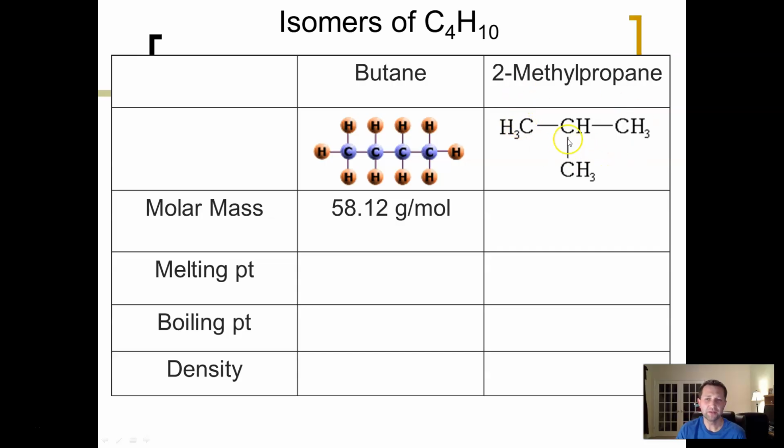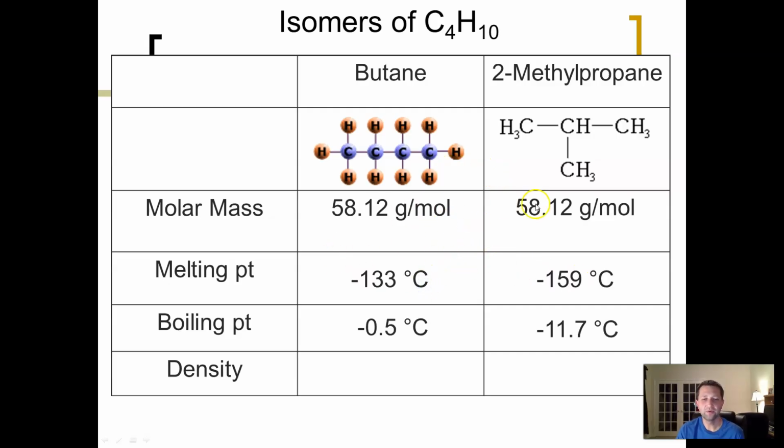So 2-methylpropane is what you have, but it's just an isomer of C4H10. If you look at how many carbons and hydrogens you have, it's 4 and 10. So the molar mass is 58.12 grams per mole. Same thing with 2-methylpropane. The formula is the same, right? Look at how the next couple things differ. The melting point is different, boiling point is different, and density is different. Okay? We will talk more about this.